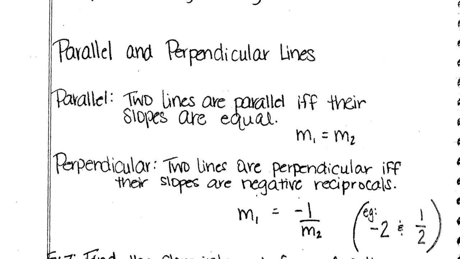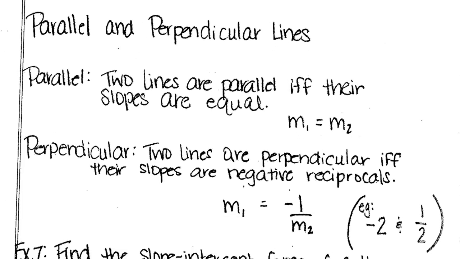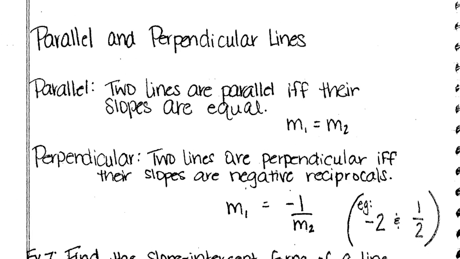All right, let's talk about parallel and perpendicular. We already talked about this today, but we might as well continue. Parallel and perpendicular. Okay, parallel, two slopes are the same. And perpendicular, two lines are perpendicular. Oh, I forgot to say this. IFF. Do I not know how to spell, or what does that mean? If and only if.